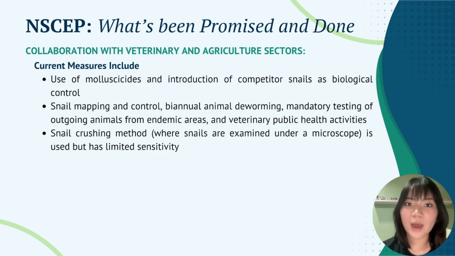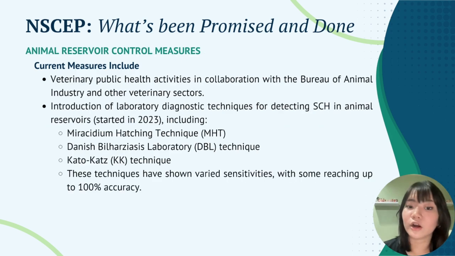Efforts also involve snail mapping, control programs, biannual animal deworming, and mandatory testing of outgoing animals from endemic areas, alongside veterinary public health activities. Additionally, the snail crushing method is used for detection. However, its limited sensitivity poses challenges in accurately identifying infected snails, highlighting the need for more effective diagnostic techniques. There are also measures being done in terms of animal reservoir control.